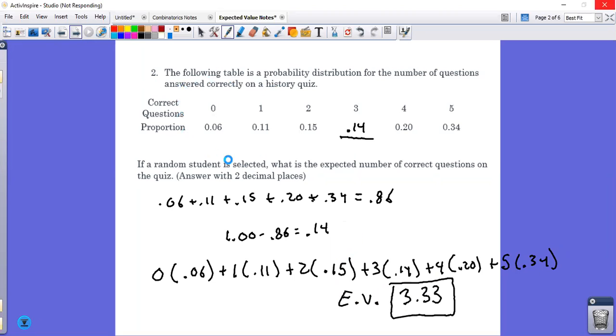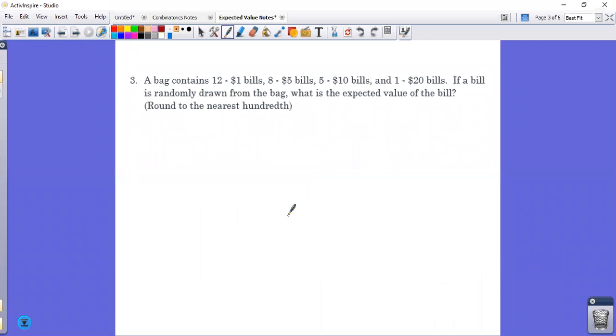So on the next ones, they don't give you the probability distribution. You're going to have to come up with it yourself, and it's not too bad. And remember, you need values and you need probabilities to find expected value. So a bag contains 12 $1 bills, 8 $5 bills, 5 $10 bills, 1 $20 bill. If you get to choose one at random, what's the expected value of the bill?